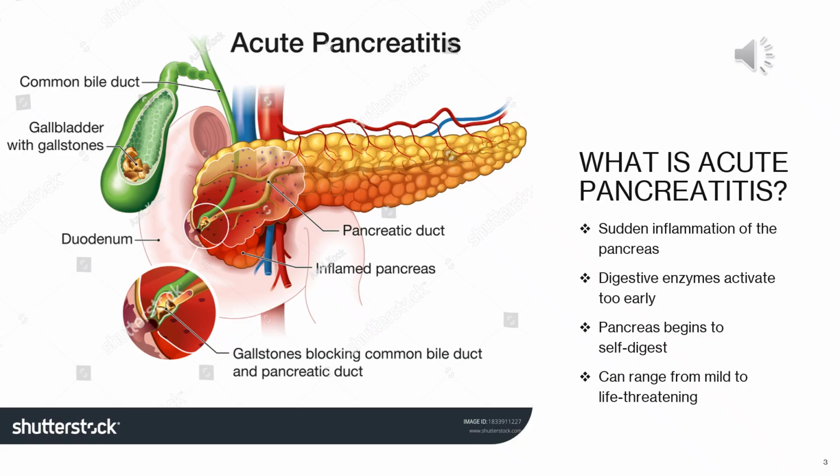Acute pancreatitis is a sudden inflammation of the pancreas, which is an organ located behind the stomach. Normally, the pancreas releases digestive enzymes that stay inactive until they reach the small intestine. In acute pancreatitis, these enzymes activate too early and begin damaging the pancreas itself. This causes inflammation, swelling, and sometimes severe complications. Most cases require hospitalization because the condition can worsen very quickly.